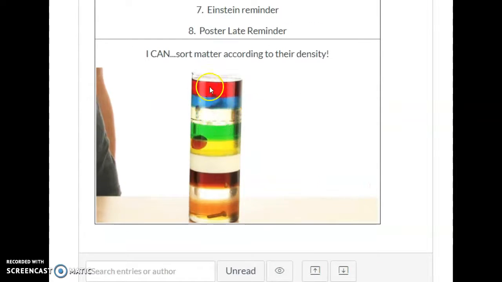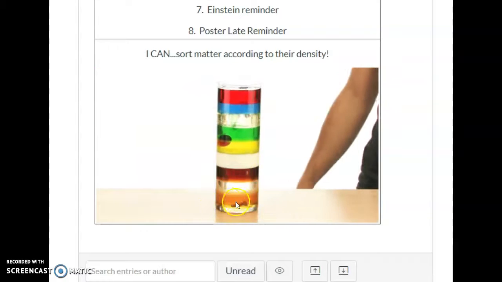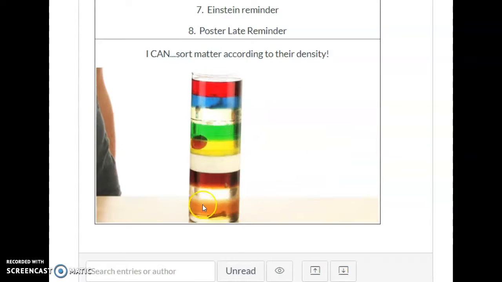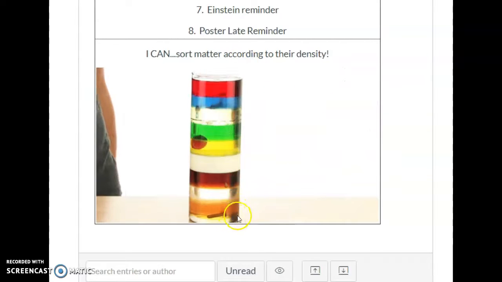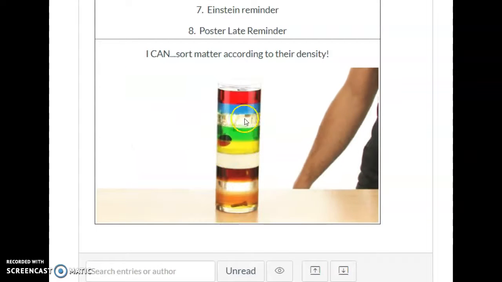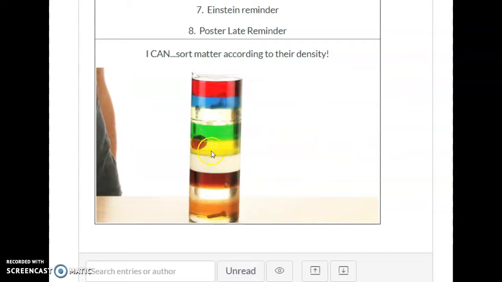The Einstein is done. Hey, this column right here is actually very interesting. That means that the highest density liquid is at the bottom. So this is the highest density liquid. Hey, this is the second highest density liquid. So if we put numbers to them, it could go 10, 9, 8, 7, 6, 5, 4, 3, 2, 1.